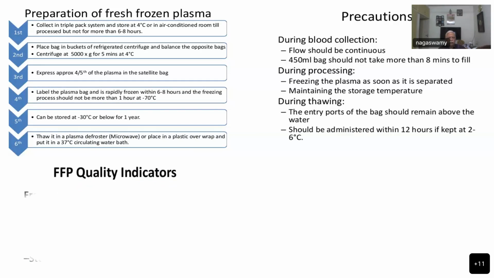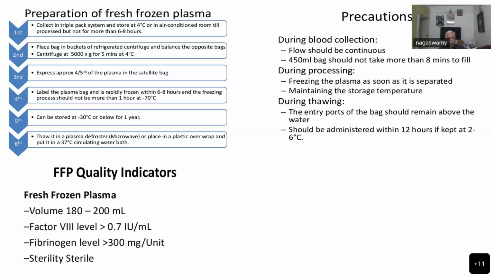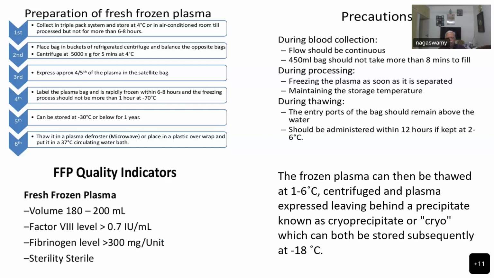The quality indicators for fresh frozen plasma: the volume is 180 to 200 ml. So RBC concentrate is maximum 300, platelet 50 ml, and FFP 200 ml. Please remember at least these round numbers. It may have factor 8 level more than 0.7. It may have some fibrinogen also, and it should be sterile. The frozen plasma can be thawed at 1 to 6 degrees. Centrifuge and plasma express leaving behind a precipitate, which is known as cryoprecipitate or cryo. This can be stored subsequently at minus 18 degrees centigrade.